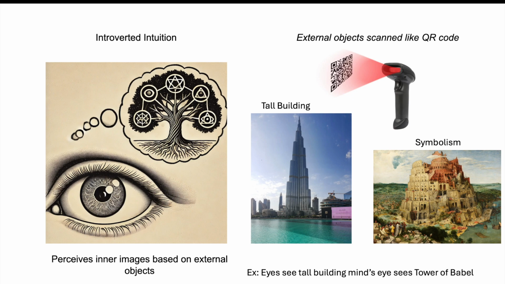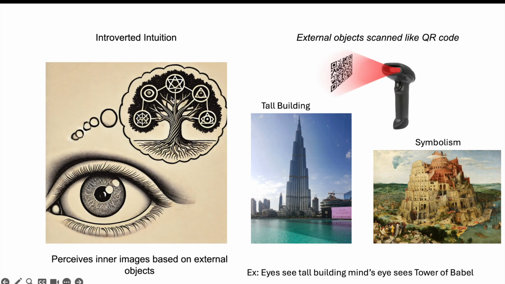It perceives inner images that are based on external objects. That might be something you don't even know if you're new to type. But long story short, we've got this. I tried to make an image in ChatGPT of an eye looking at a tree, and then in the mind's eye having a symbol of a tree of life, but it didn't really work out that way. But basically right here, imagine somebody looking at a tree, and then in their mind's eye they see this symbol.